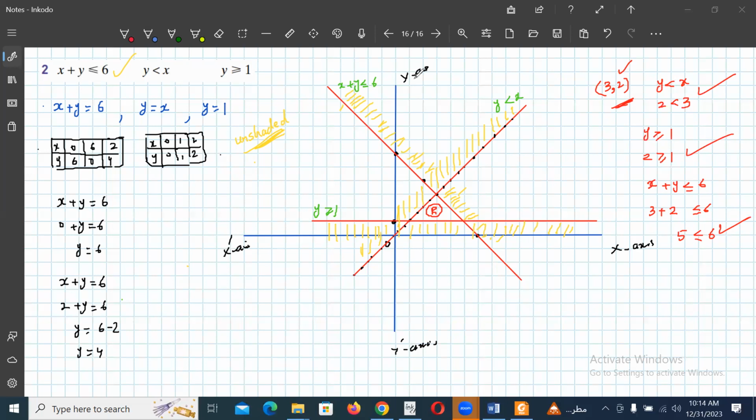I hope you understand the way I'm explaining this shaded part or leaving the unshaded part. And if you have any questions, you can ask me.